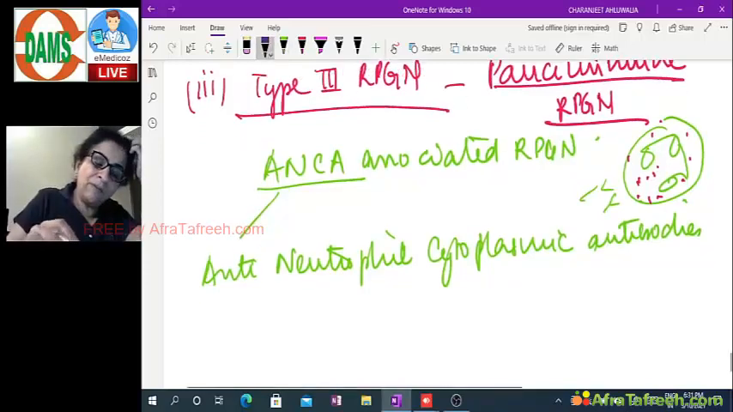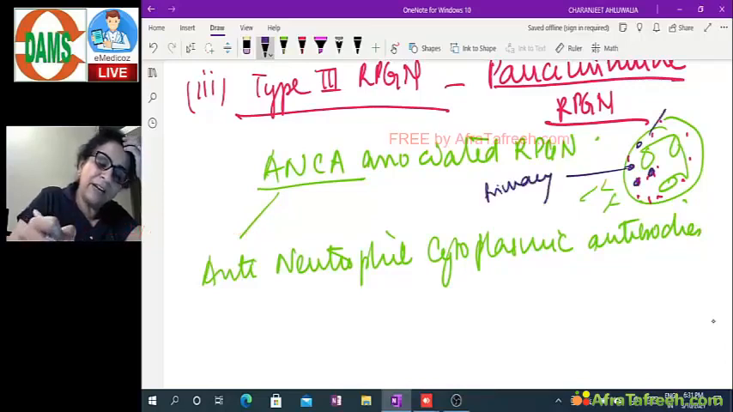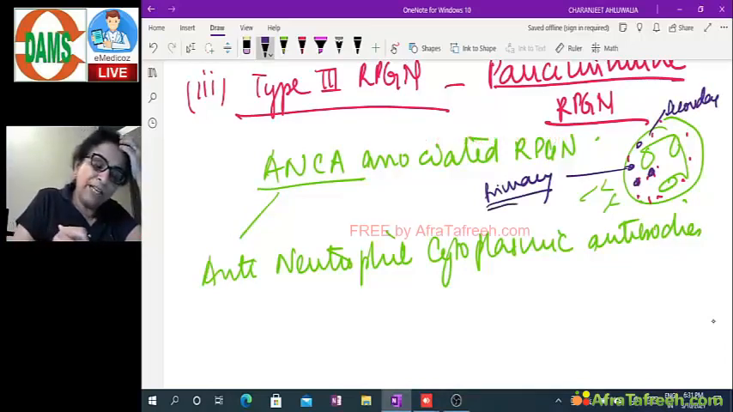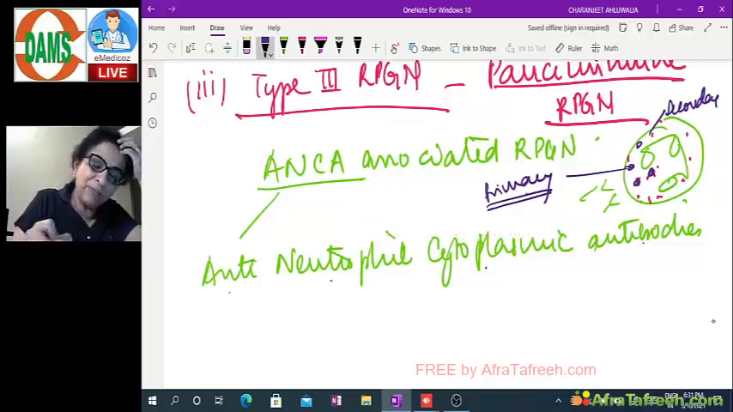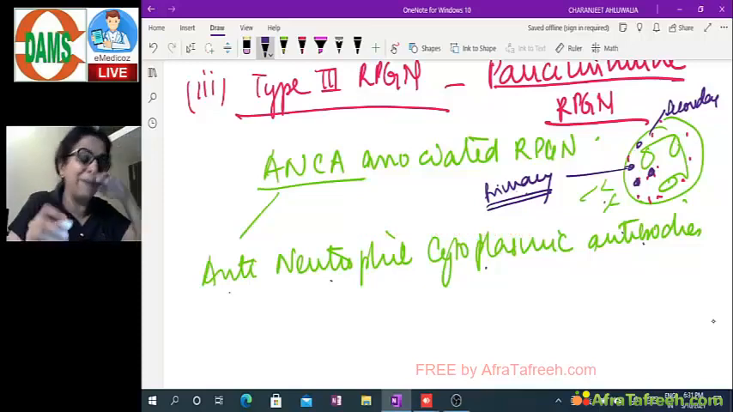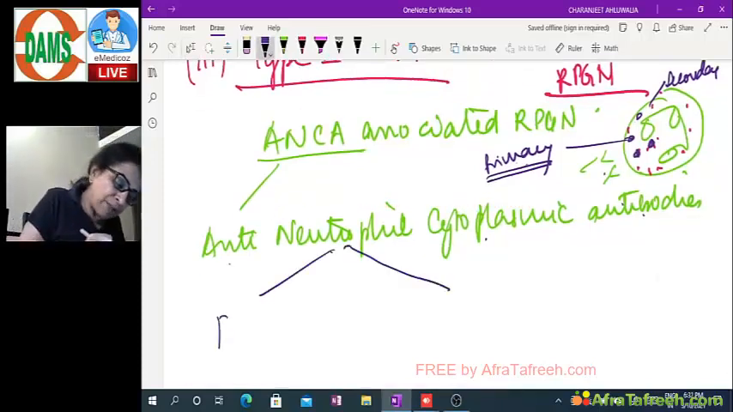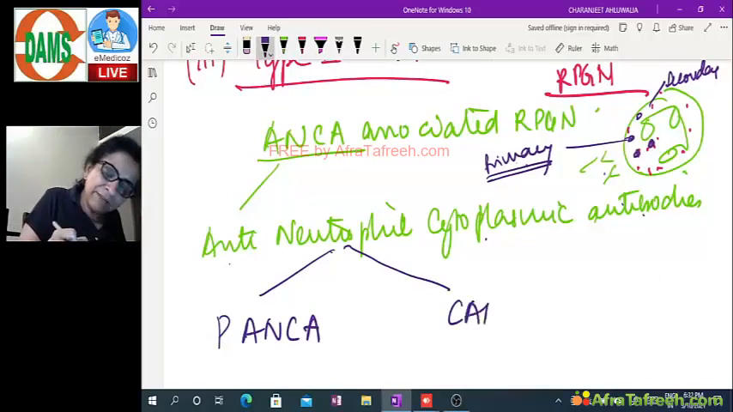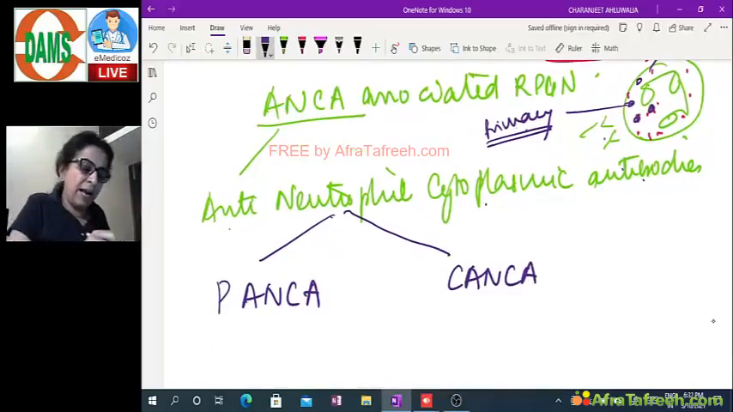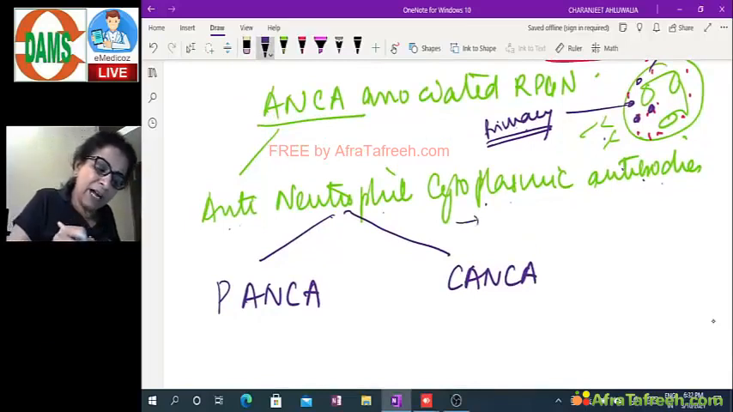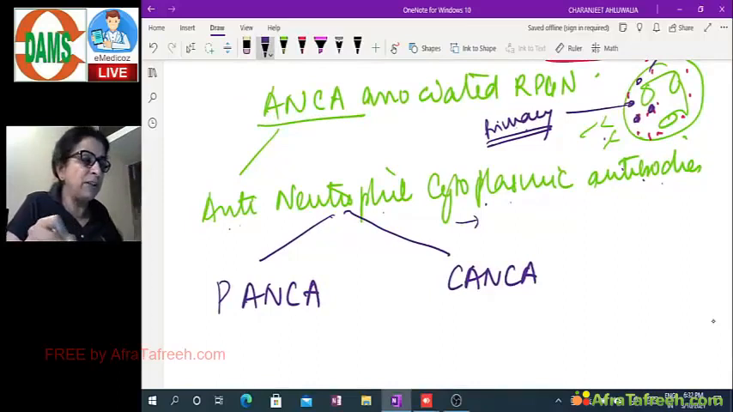You know, in the inflammation chapter, or in hematology, I taught that neutrophil granules are of two types, primary and secondary granules. Primary granules are large coarse granules. Primary granules have enzymes. When antibodies are produced against these enzymes found in the primary granules, they are called ANCA. So ANCA are anti-neutrophil cytoplasmic antibodies, antibodies against enzymes found in the primary granules of neutrophils. ANCAs are of two types, P-ANCA and C-ANCA.